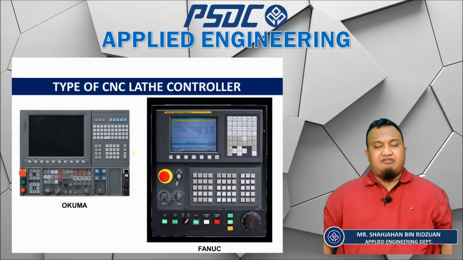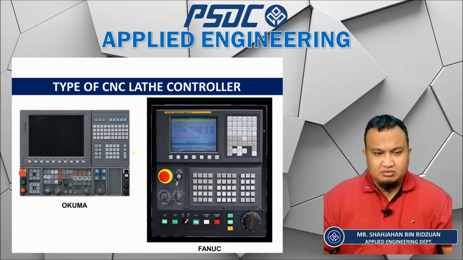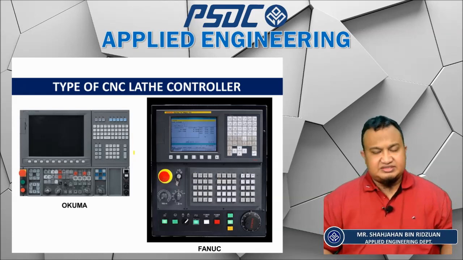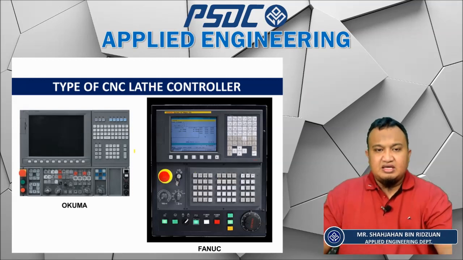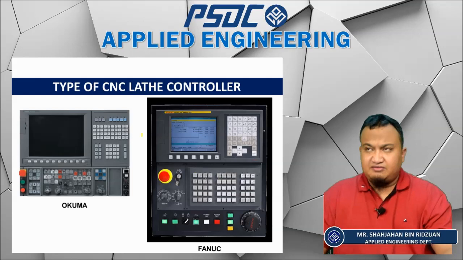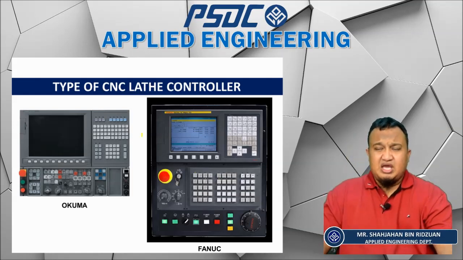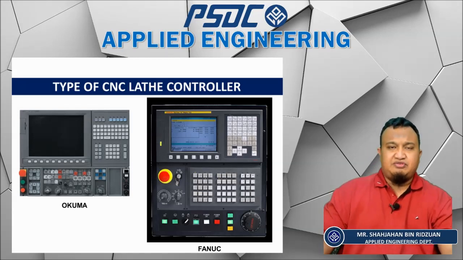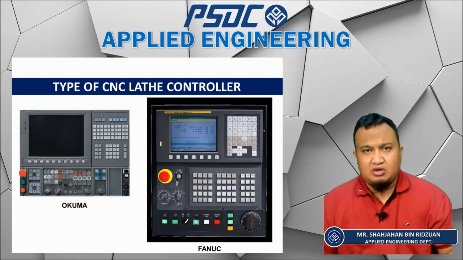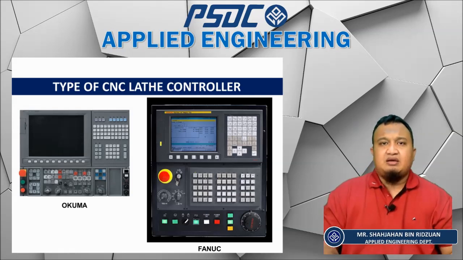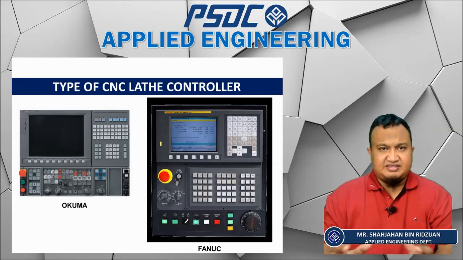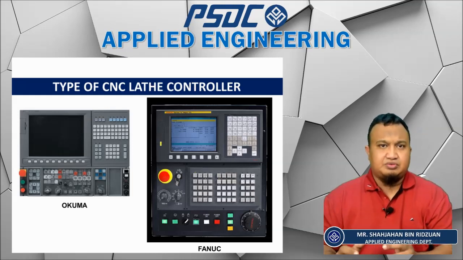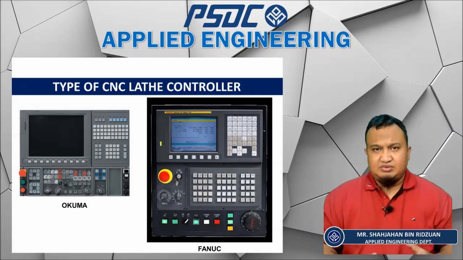So next we have the CNC controller, the machine console. We have several types of controller in PSDC. For CNC lathe itself, we have around 4 types of controller. We have the Fanuc controller, the Heidenhain controller, the Okuma controller, and also the Mazak controller. So different controllers come with different G codes and M codes. But the ISO code is the same, though they have several G codes and M codes that we need to understand before we use the machines.